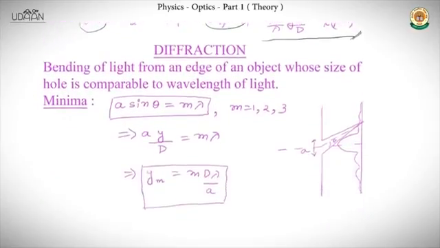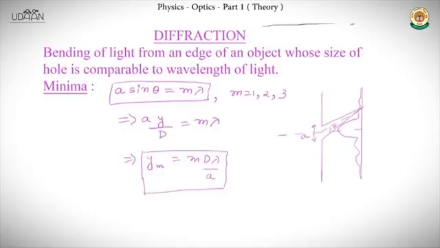Now, we'll move to another phenomenon of light due to the wave nature, which is called diffraction. Diffraction is basically the bending of light from an edge of an object or a hole whose size is comparable to the wavelength of light. So, in this, a is comparable to lambda, which is the wavelength of light.